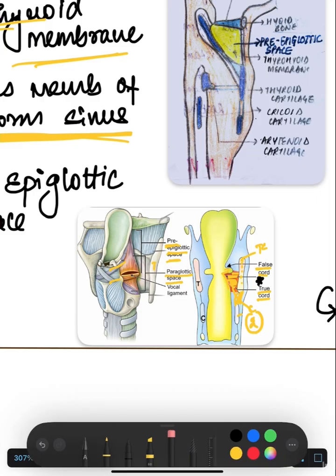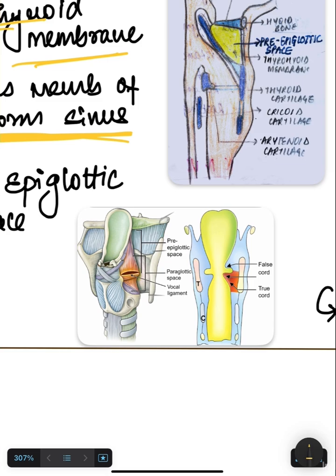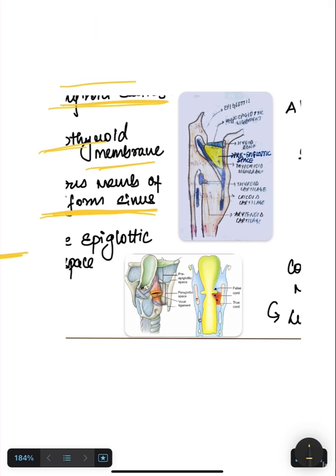I'll just remove this so you can check the whole diagram out. You can get a good orientation of the diagram, because the diagrams are quite difficult to find and quite difficult to understand. So I want a clean picture for you. Okay, I hope you understand this. That is the paraglottic space.